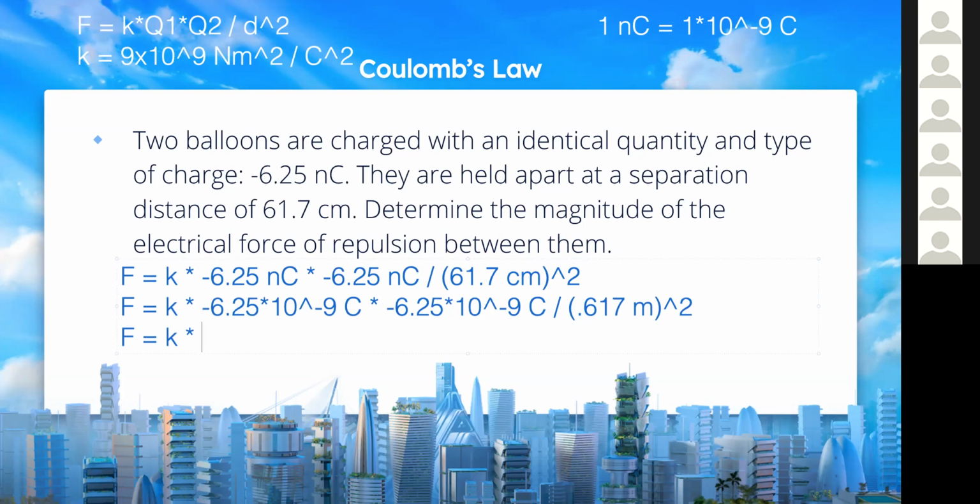So negative 6.25 times negative 6.25. Let's do that part first. Let's get those two. So what does that equal?